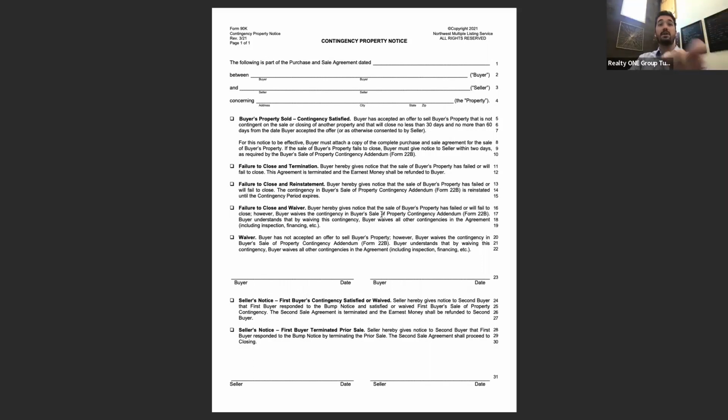Buyer hereby gives notice that the sale of the buyer's property has failed or will fail to close. However, buyer waives their contingency, blah, blah, blah. Buyer understands that by waiving the contingency, buyer waives all other contingencies. So again, if you ever waive the 22B, this is really important, maybe the biggest takeaway of this whole meeting. If you ever waive the 22B, you are not just waiving the 22B, you're waiving all your other contingencies. So you better be really freaking confident if you do that.